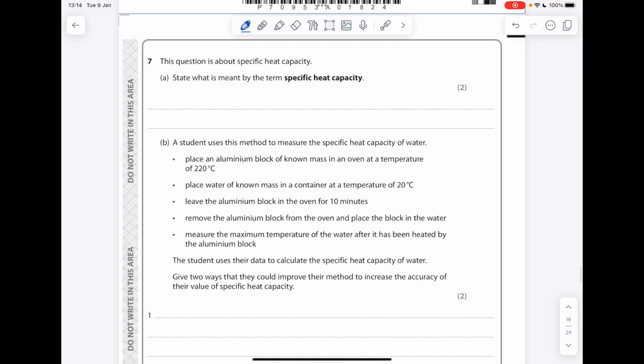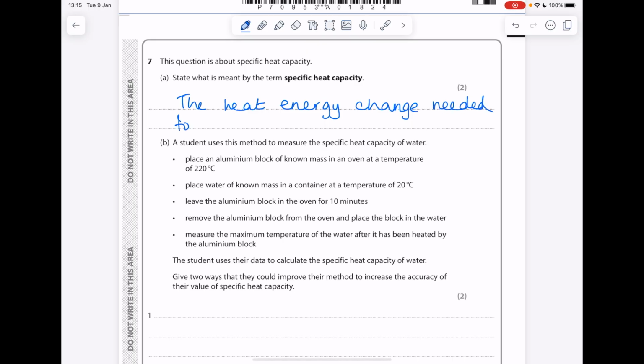This question is about specific heat capacity. State what is meant by the term. The heat energy change needed to increase the temperature of 1 kilogram of a substance by 1 degree Celsius. Why is there such few lines available?